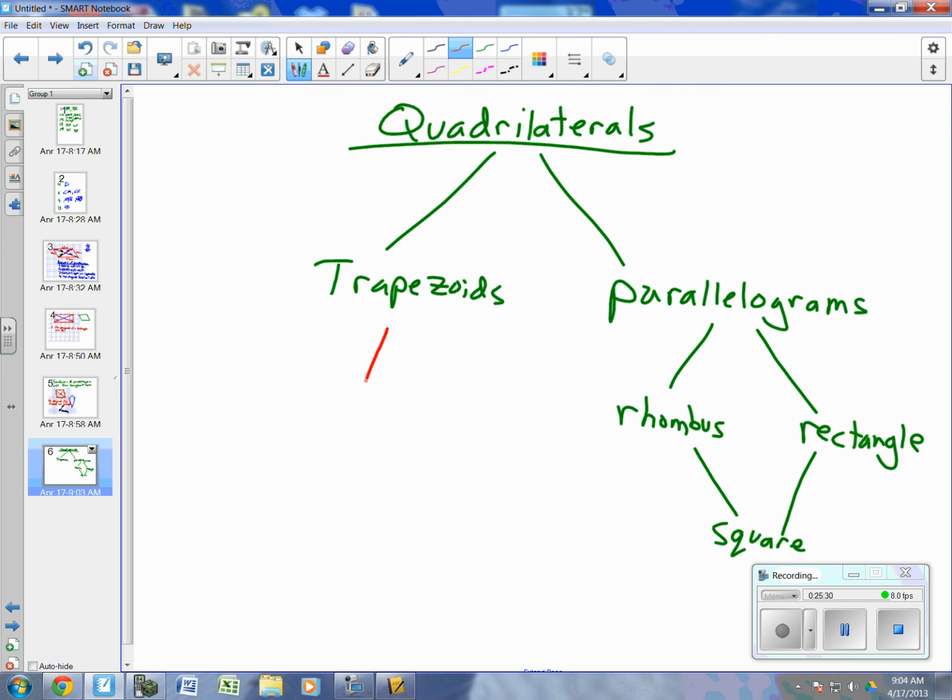A trapezoid is a quadrilateral with exactly one pair of parallel sides. It looks like that. Or it can look something like this.